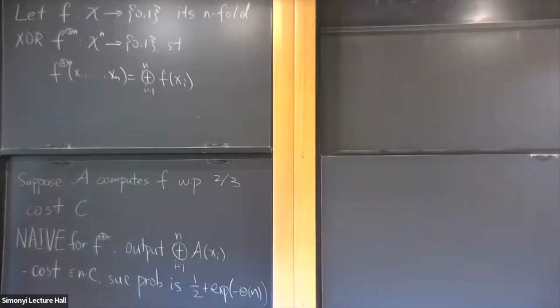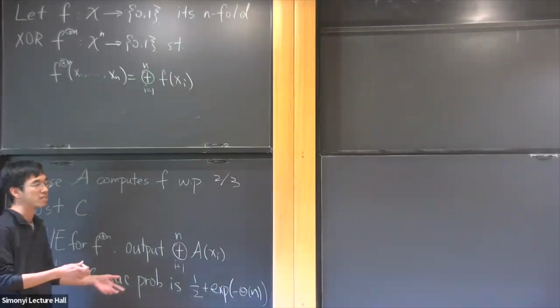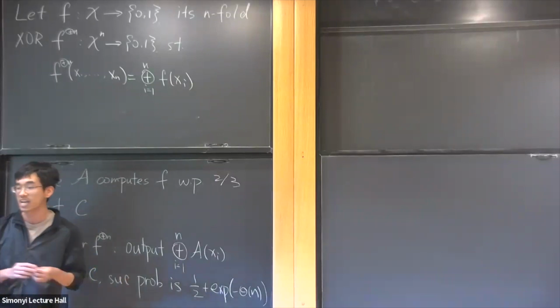Now we can ask the question, if we are given the complexity of f, can we say something about the lower bound on the complexity of f to the n? And in particular, in which cases can we say that this naive algorithm is actually optimal? In other words, assuming that the algorithm has cost much smaller than n times C, can we say that the success probability must be something like half plus something exponentially small in n?